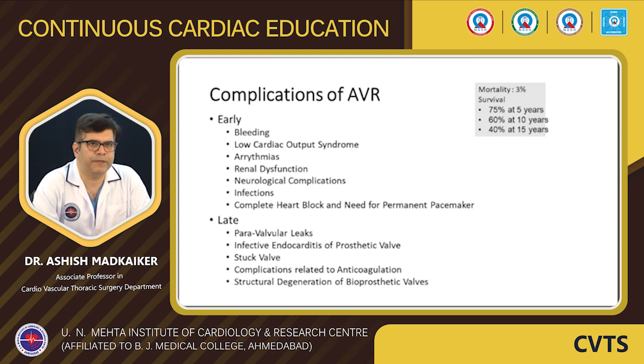The early complications which we can face are bleeding, low cardiac output syndrome, arrhythmias, renal dysfunction, neurological complications, infections, and complete heart block, which may settle or may need a permanent pacemaker, which we usually decide after 1 week following surgery. In terms of late complications, we can expect paravalvular leaks, infective endocarditis of the prosthetic valve, stuck valves, complications related to anticoagulation, and structural degeneration of the bioprosthetic valve.